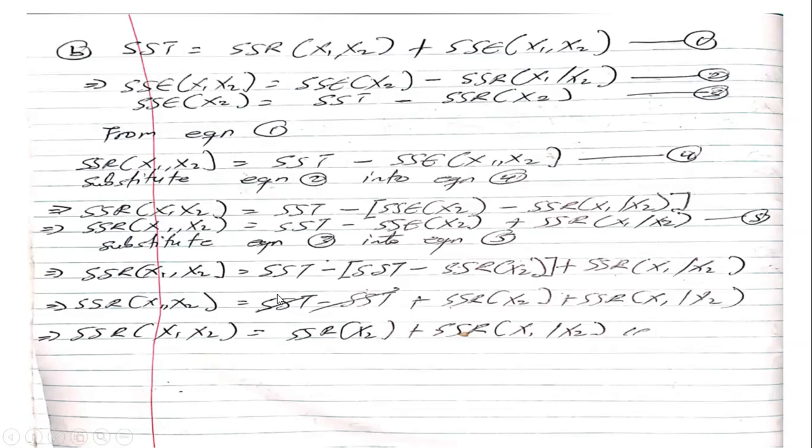After expansion, you can see that my SST here will cancel this SST. So I'll end up getting my SSR of X1, X2 to be equal to SSR of X2 plus SSR of X1 given X2. Okay, so you can see that the total sum of squares residual only has the sum of squared residuals of all the regressions. So the total sum of squares residual for X1, X2 is equal to SSR X2 plus SSR X1 given X2. So that's what question 4B is trying to tell us to show.